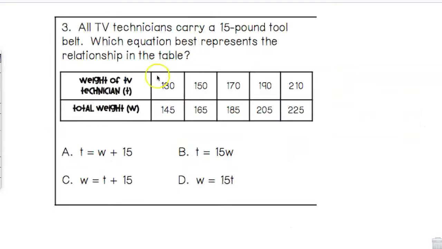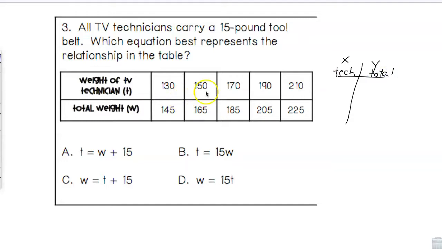Technicians carry a 15-pound tool belt. Which equation best represents the relationship in the table? So this would be your XY table. Your x is here, your y is here. The top is always going to be your x. So I'll just put tech here, and here I'll put total. Pretend that's a straight line.